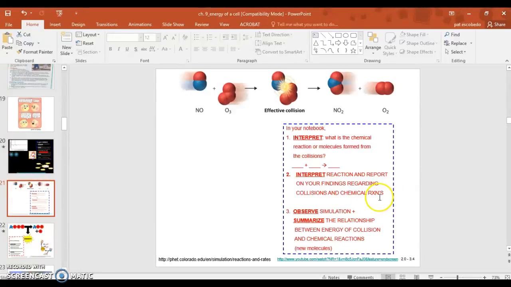Again, a reaction happens anytime bonds are changed. So anytime atoms exchange bonds, bonds are broken, or bonds are formed, that means a reaction occurred.